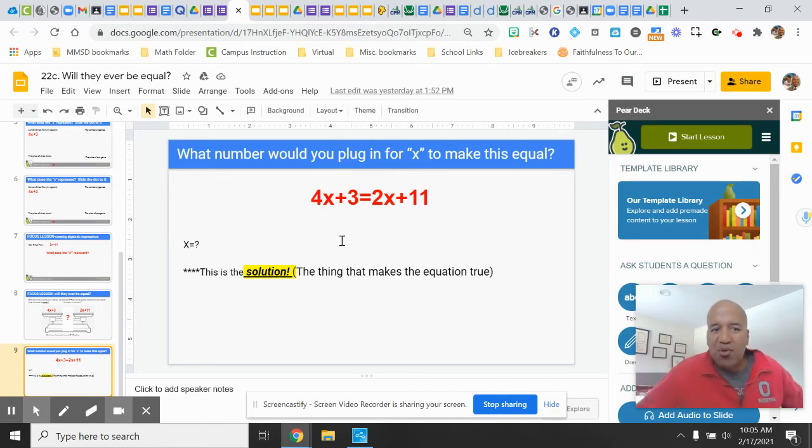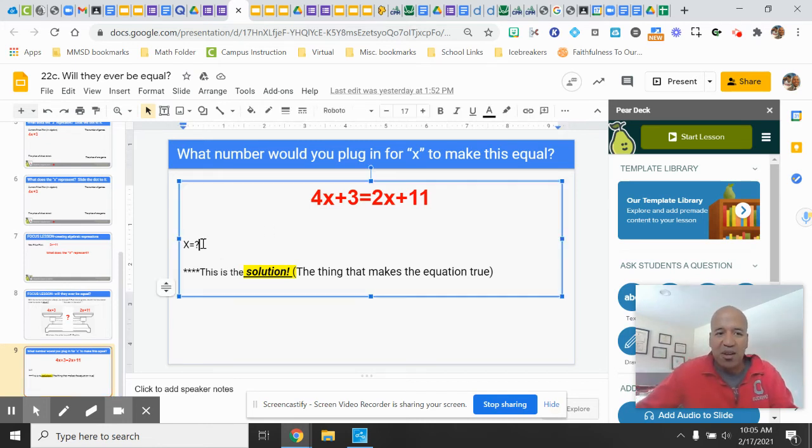This is what we call the solution. X equals 4. Sorry, I'll change that. X equals 4. So this is what makes this equation true. And so that was one of our keywords, was solution: the number that when you put it into an equation makes it true.